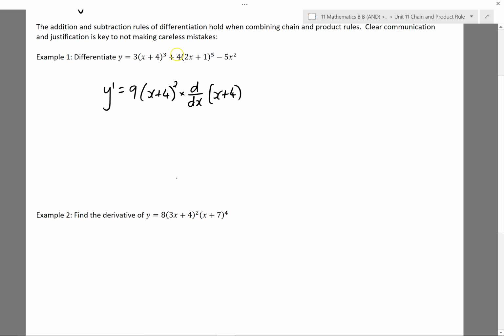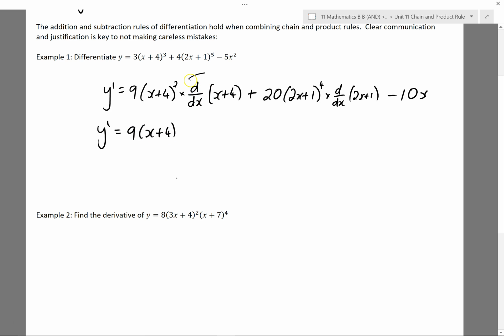Okay, and then I can differentiate this next term. So similar thing, multiply by the power, 5 times 4 is 20. Still have that same function inside, reduce the power by 1, and multiply by the derivative of 2x plus 1. Since there's a plus between these two functions, it means that I'll add in between here as well. And then the final term, minus 5x squared, I can differentiate that like normal.